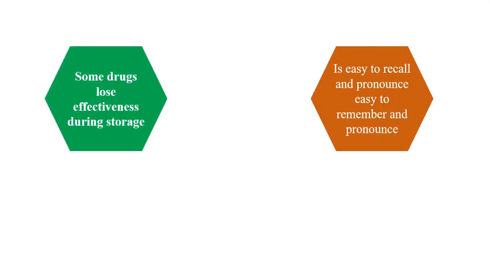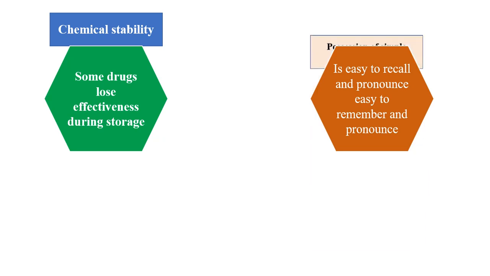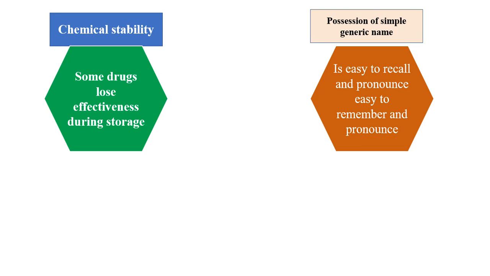Also some drugs lose effectiveness during storage. Some drugs lose their effectiveness during storage, so storage is very important, and this is what we call chemical stability. So the ideal drug must be stable, and cannot change with any change in the environment when it is stored.